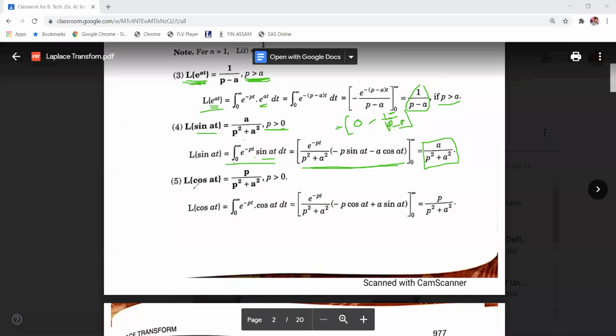Similarly, you can find the Laplace transform of cos of at. That will be p by p square plus a square, P is greater than 0. The same thing you have to do here. If you need to prove that the Laplace transform of cos of at is p by p square plus a square, then simple. Use the definition, 0 to infinity e to the power minus pt into ft. Ft means cos of at. Then use the product formula of integration. You will find this one, and then put the limit of integration here. You will find this one. That is very simple.